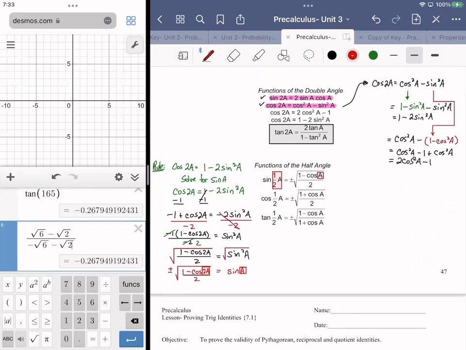So what we do here is we divide a by 2. And what we would get is plus or minus the square root of 1 minus cosine of a over 2 is equal to the sine of 1/2 of a.